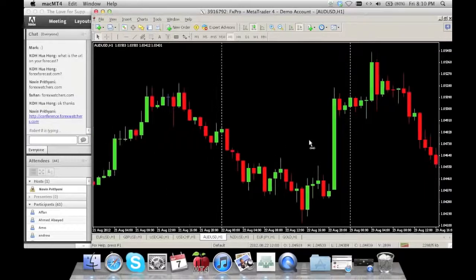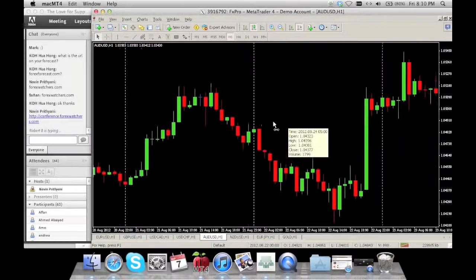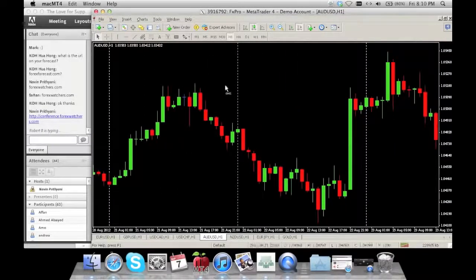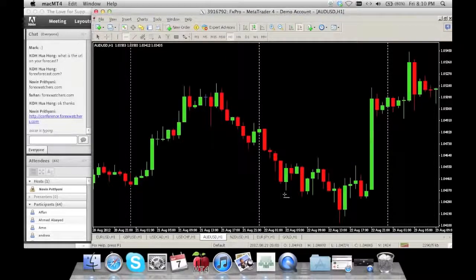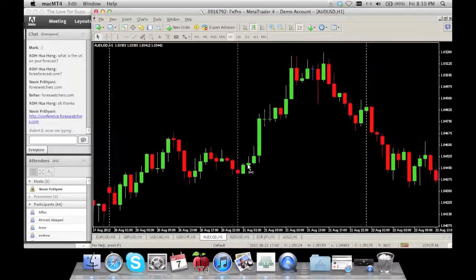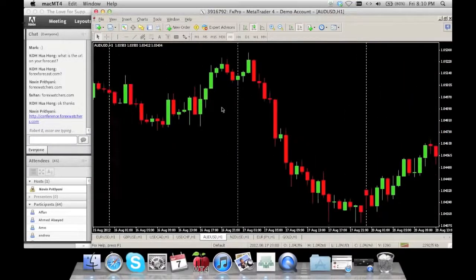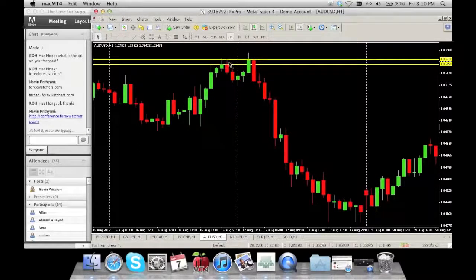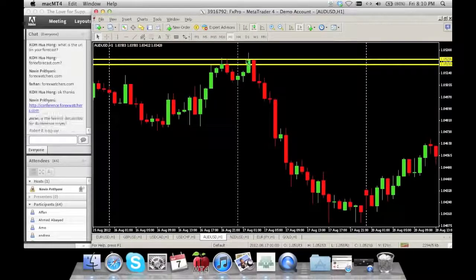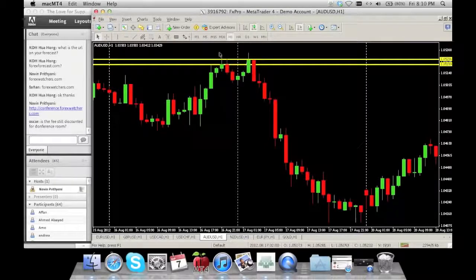Now, let's see if we can draw some more ranges. Okay, here we go. This right here will give you a range. Okay, that is what we call a range. Multiple touches indicating that there is a range in this area.